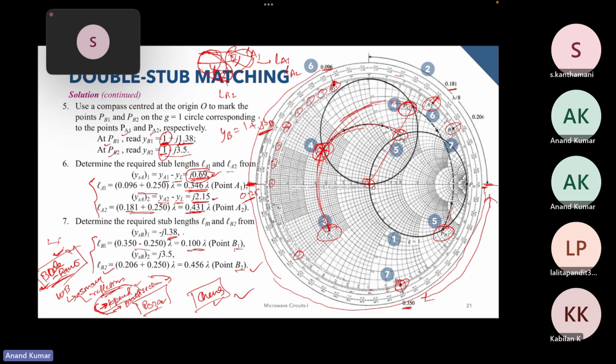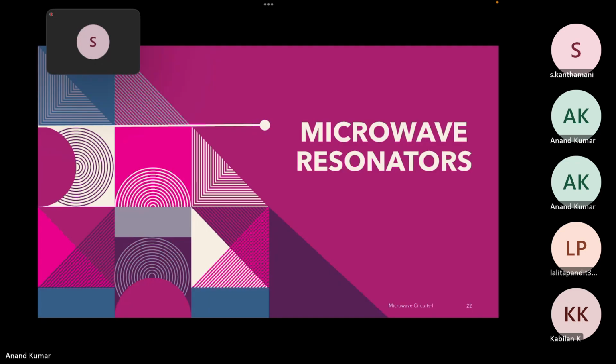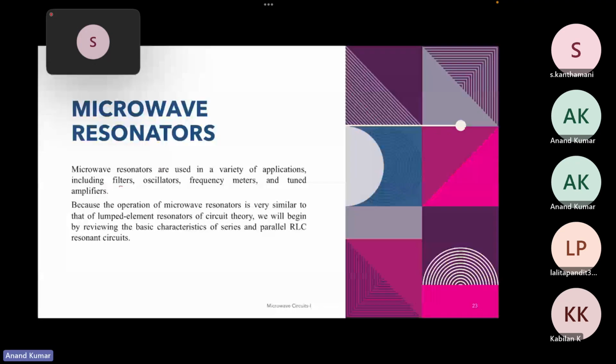We'll start with microwave resonators. Microwave resonators are used in a number of applications, including filters, oscillators, frequency meters, and tuned amplifiers. So they are very important. For almost all designs that you do, we usually calculate the resonance frequency, and this helps us in solving a lot of problems and deciding where the resonance is happening in the circuit. So this is very important.